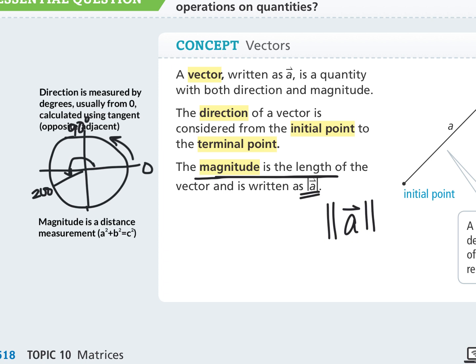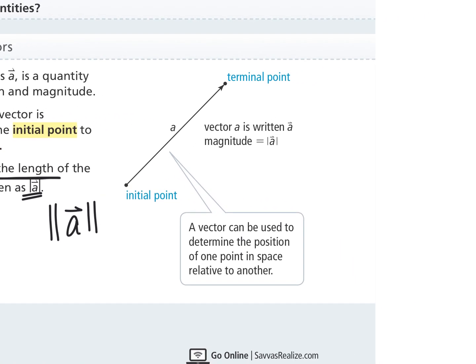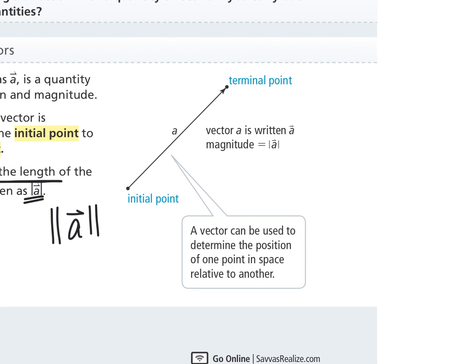And then magnitude is a measure of distance. If you have Ms. Sharp, she should have drilled into your head, and I know she did, about 15 times last year, that distance is measured easiest by Pythagorean theorem. And then lastly, you need to draw this out. This is what a vector looks like, and it is notated as A, and it's got this little line with part of an arrow above it. So this is what you will see when we talk about them.